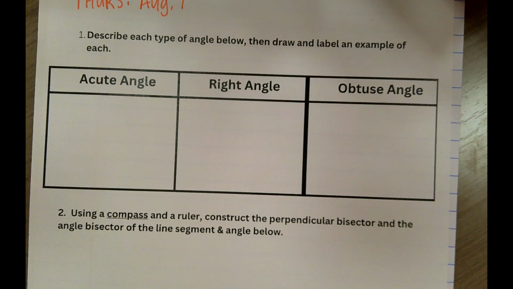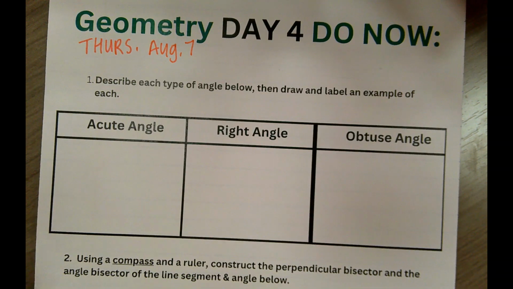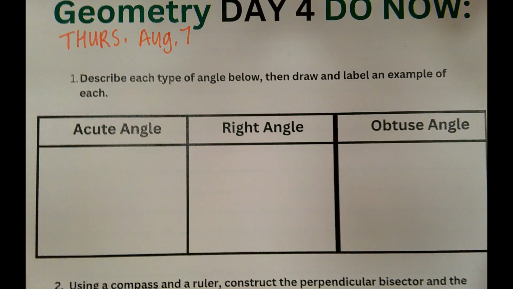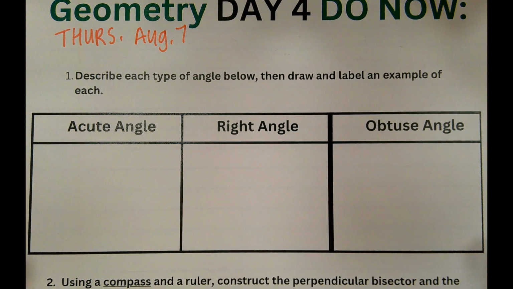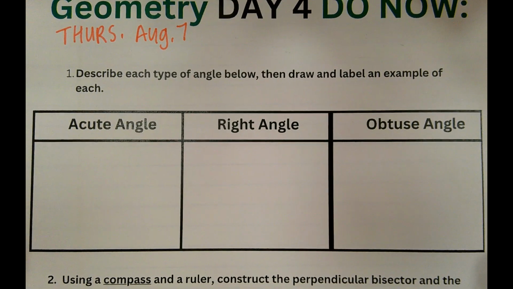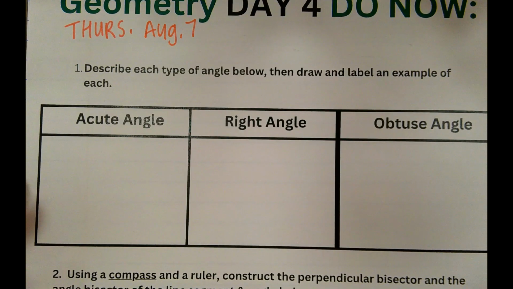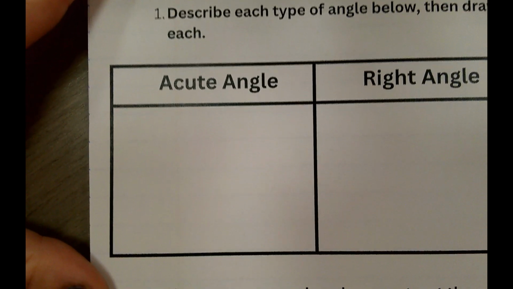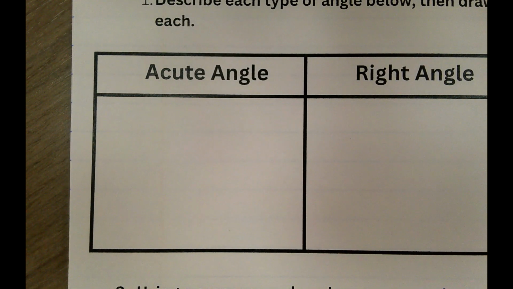Just 2 questions. Obviously, there's a few parts within each question, but the first part here says to describe each type of angle below and then draw and label an example of each. So let's start with acute. Who can describe an acute angle to me? An angle less than 90 degrees.